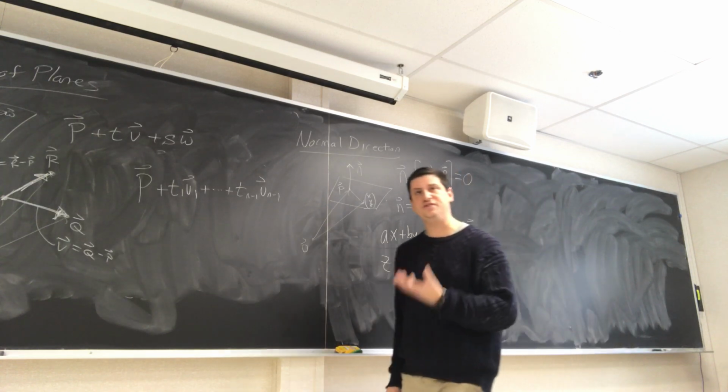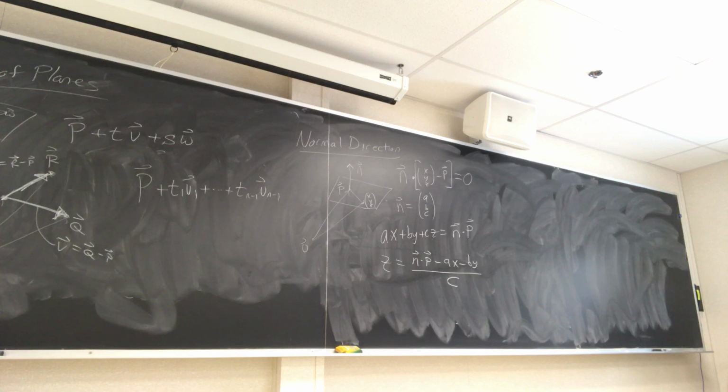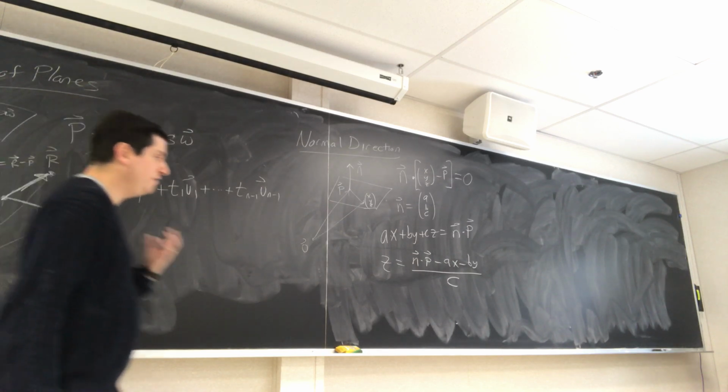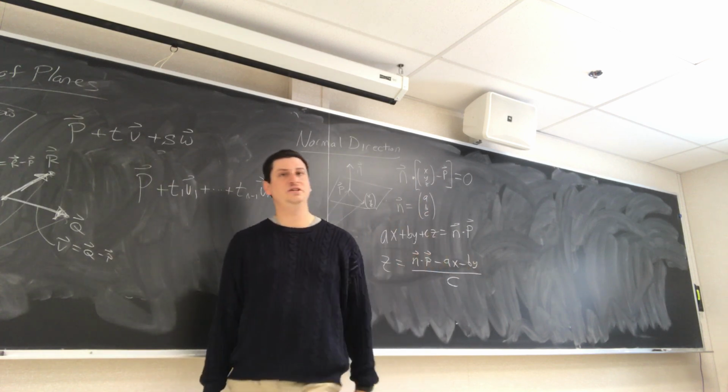You always want to get a sense of what is the dimension. Are we talking about a vector? Are we talking about a scalar? How many degrees of freedom do we have? A plane should have 2 degrees of freedom. And once I fix x and y, then z is uniquely determined.